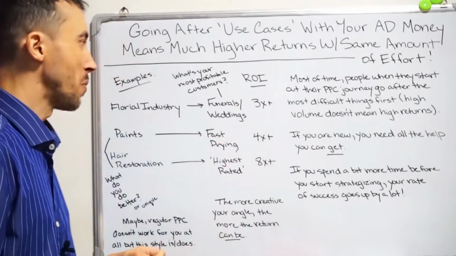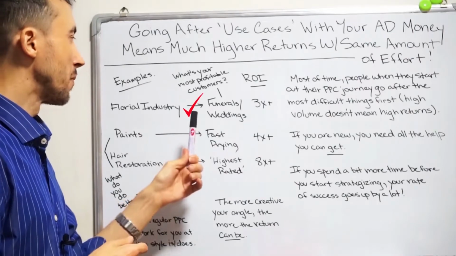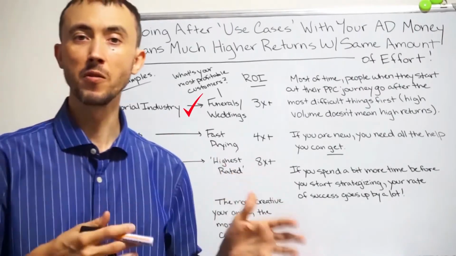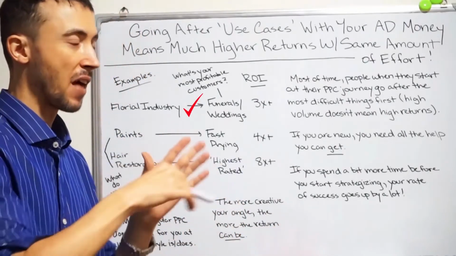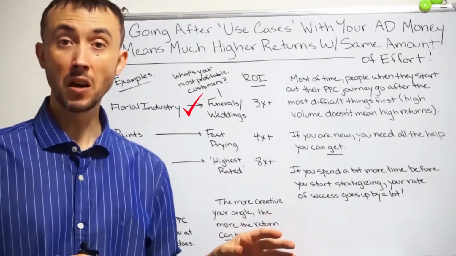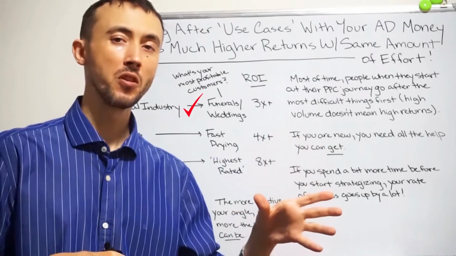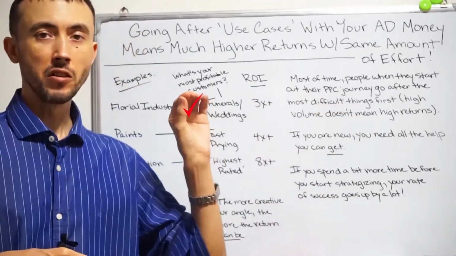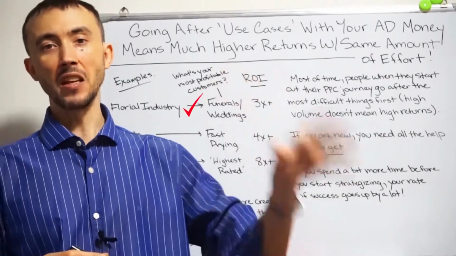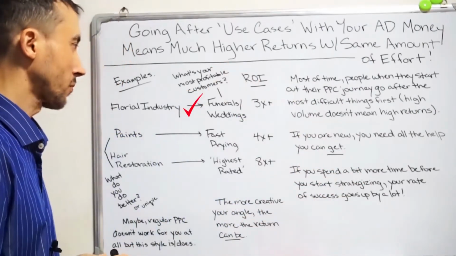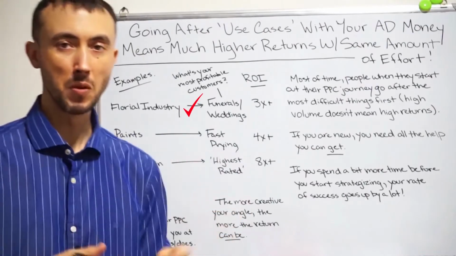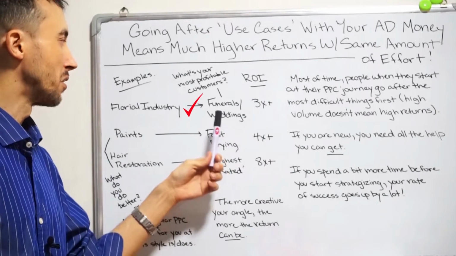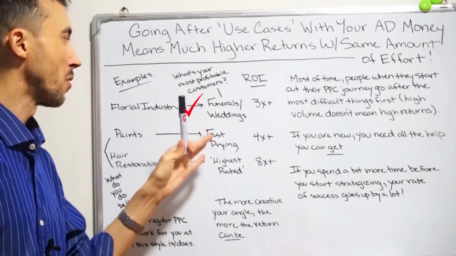Okay? Say anniversary is one of your use cases, right? If you have that down, why don't you experiment and see how many people in your market are searching for anniversary flowers, and have an ad that pops up for that, and have a dedicated page that pops up for people, and just go after those people.